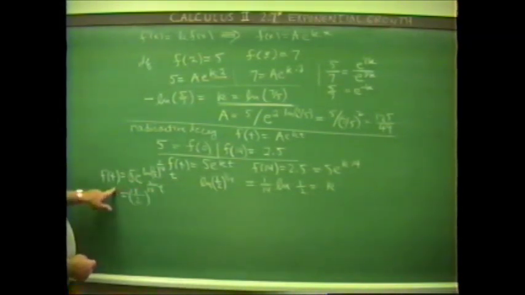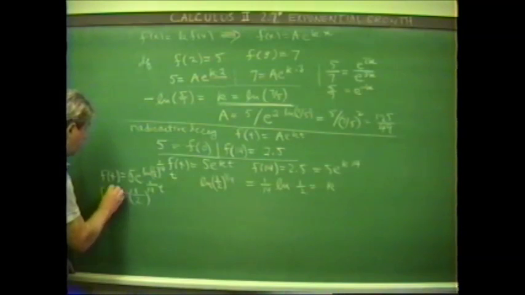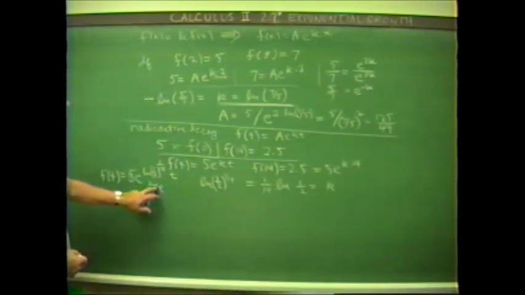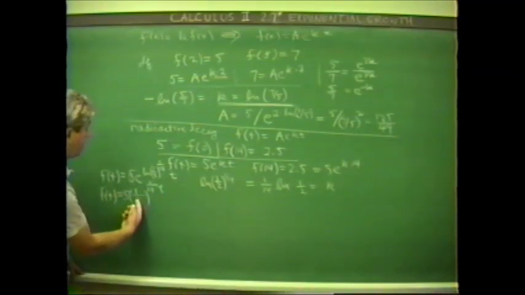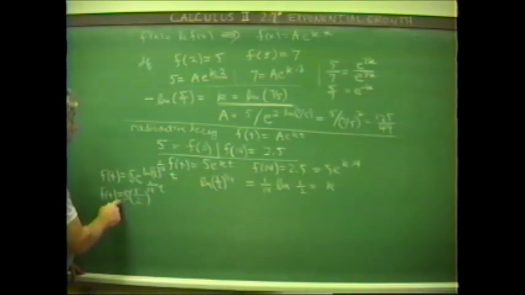And then it's clear for this expression of f of t that when t is 14, you've got a half of what you had previously. When t is equal to 14, f of t is 5 times a half. When t is 28, f of t is 5 times a half squared, or a quarter of what the original amount of 5 was.